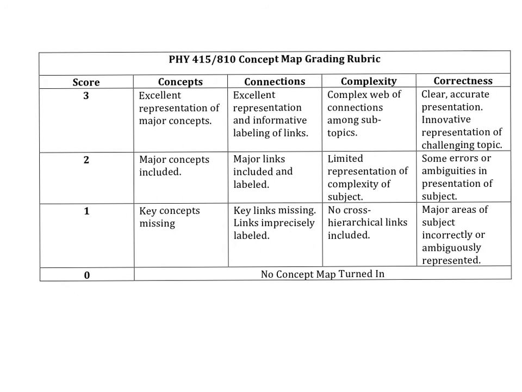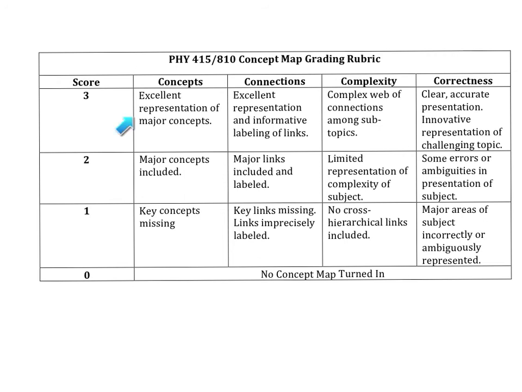Finally, I wanted to show you the rubric that we use for grading the maps that teams turn in, so again you get a sense of what we're looking for and what will make the map useful to you as a study tool. I should note that after you turn in the map from your team, you'll be able to see a map that the professors made for the topic and use that as an additional study aid. So when we grade your maps, we look for 4 different things: concepts, connections, complexity, correctness.